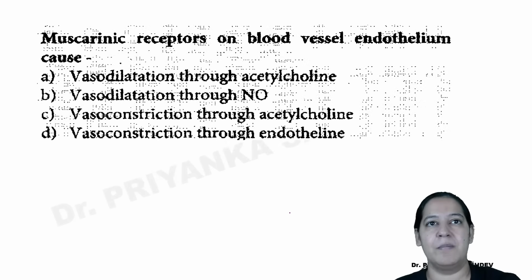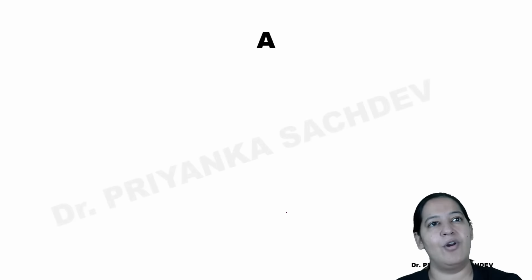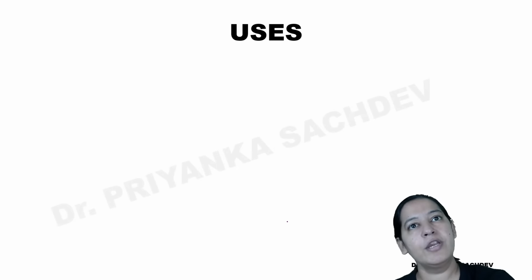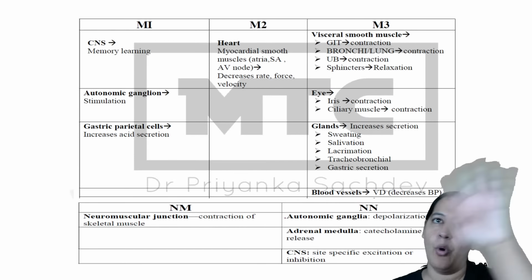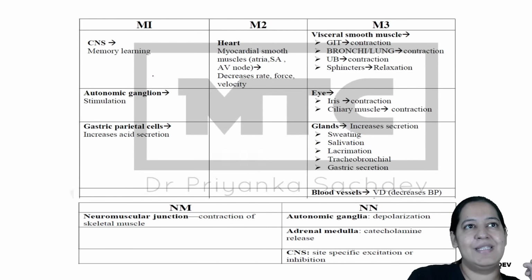I'm skipping the polls because there is no time for polls. I will launch it in the end. And so coming on uses. What are the uses? This is the whole table. Can you see this table? Everyone, please see this table.